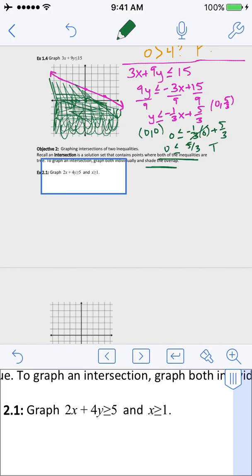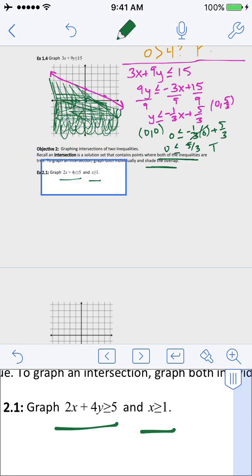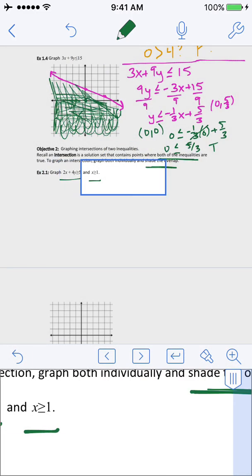Graph 2x plus 4y is greater than or equal to 5 and x is greater than 1. So they're basically telling you that not only is this a true thing, this is also part of the true zone as well. So let's take both those equations. Yours are probably lined up by the graph, mine are not, because I had to squish it down.